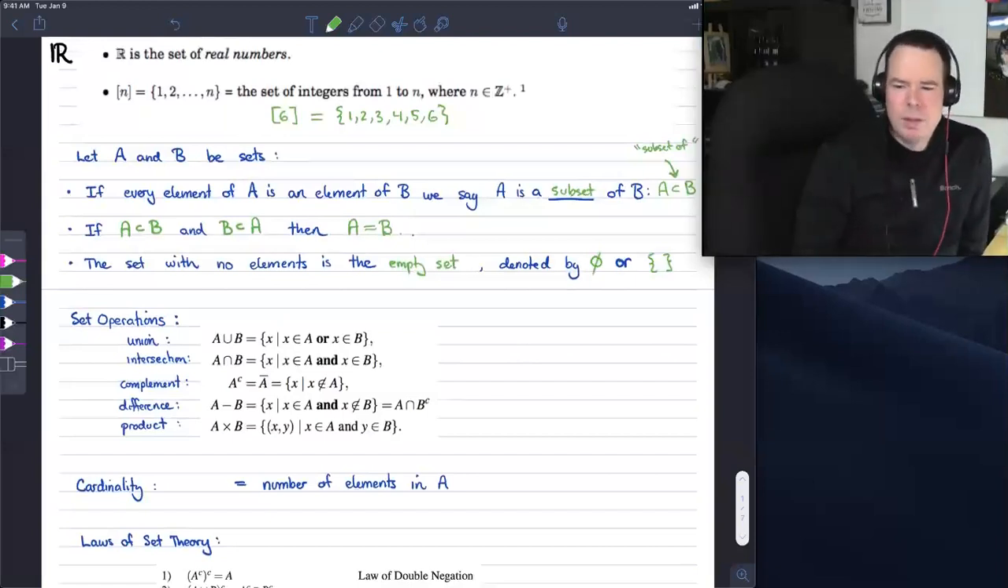Some of the things we can do with sets: we can operate on them, meaning we provide operations which allow us to combine two or more sets together in some way. There's the union, where you take everything in one set and combine it with everything in the other set to form one big superset, which they're both subsets of.